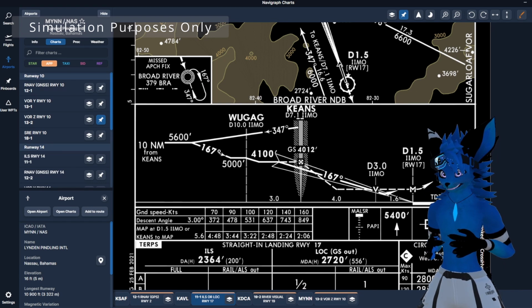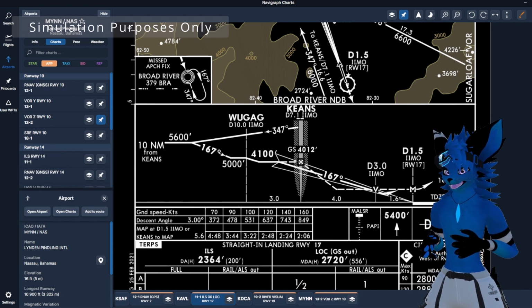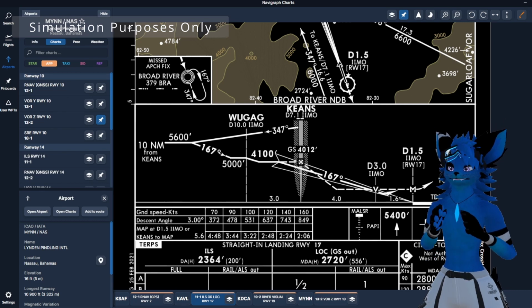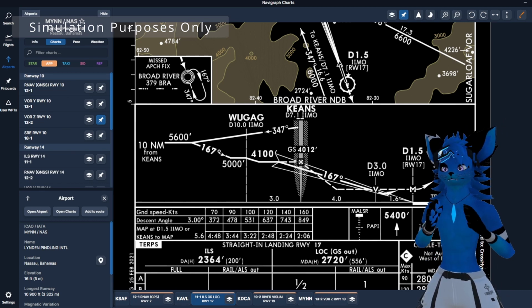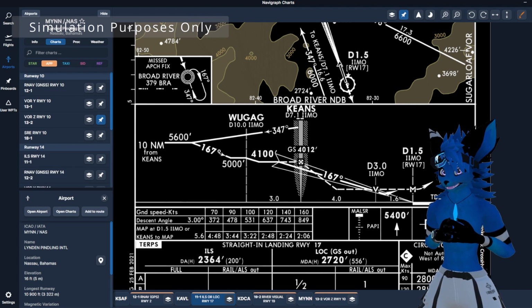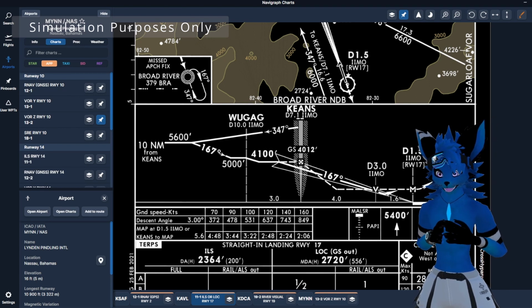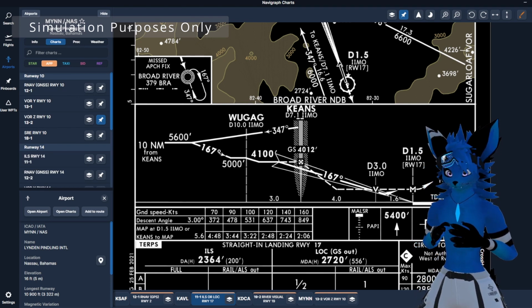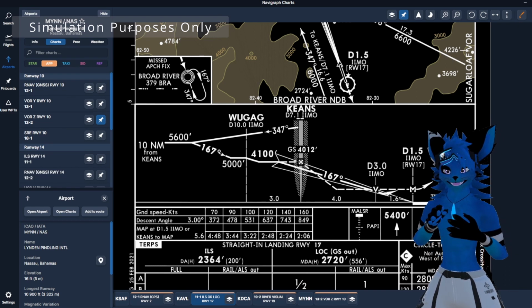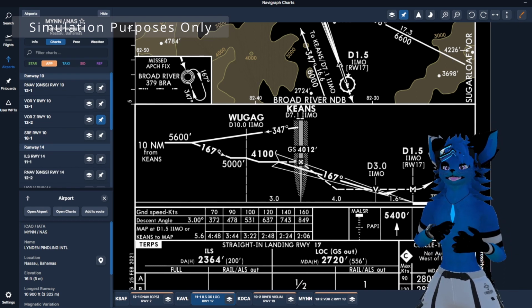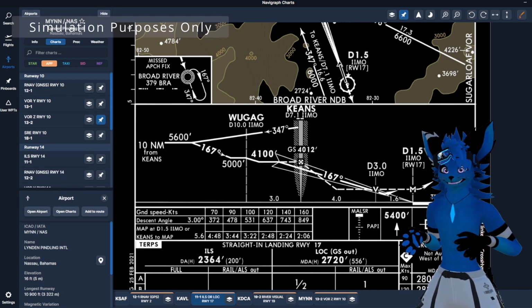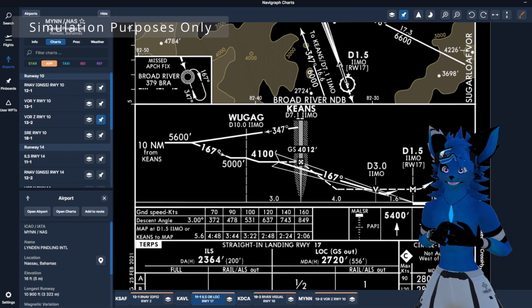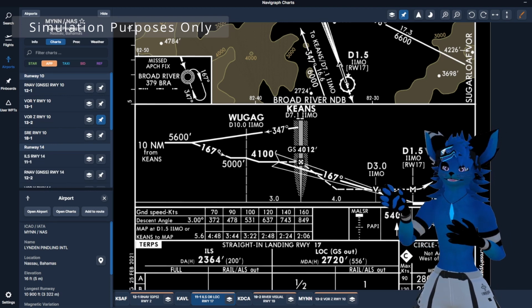Now, at the very end of the glide slope, you're going to see D1.5 IIMO and an M underneath that. So that is going to be your missed approach point in the event you are flying the localizer approach. So if you're flying the localizer approach, you will descend down to your minimum descent altitude, and you can stay at that altitude until you get 1.5 miles away from the localizer. And if you don't see the runway or the runway environment at that point, you're going to need to execute the missed approach.